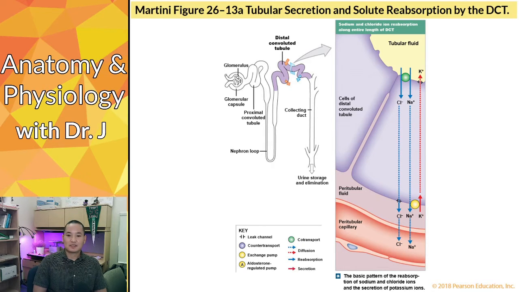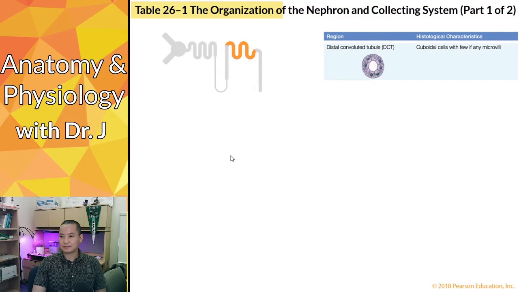Now, the DCT is where you do final adjustments, and your nephrons kind of say, okay, do we want to dump more acid? Do we want to dump more base? Do we want to dump ions or reabsorb some ions? Or do we want to reclaim more water or reclaim less water? So I like to think of the PCT as the major trader, but the DCT is kind of like the fine tuning of that final urine product.